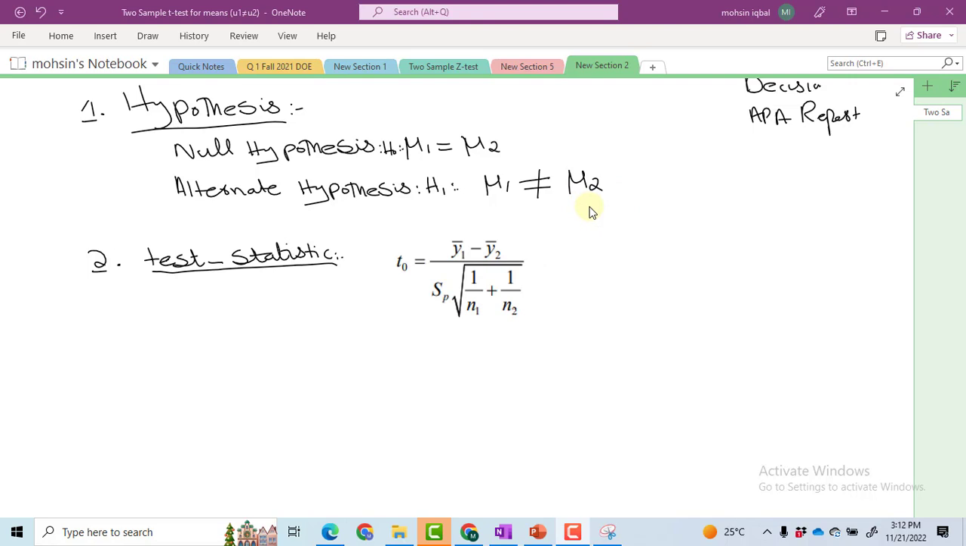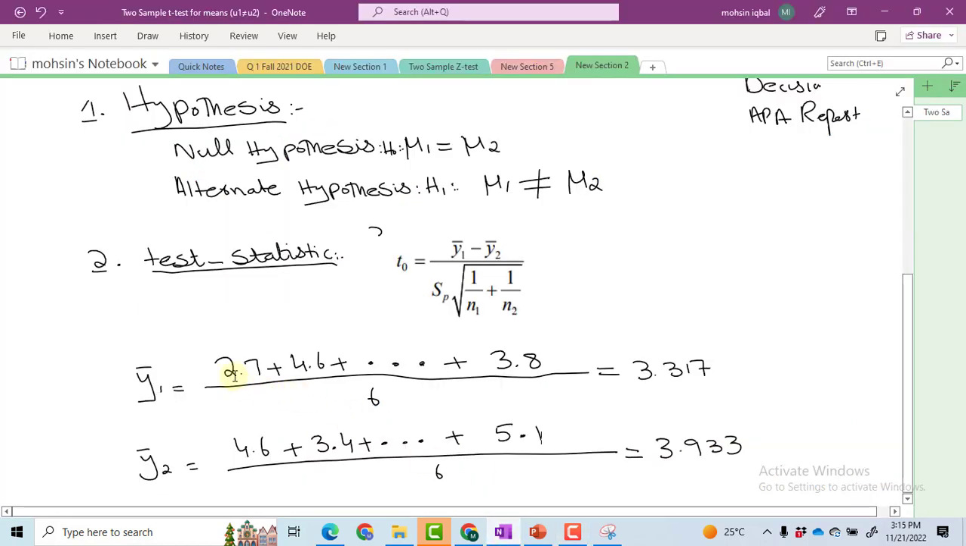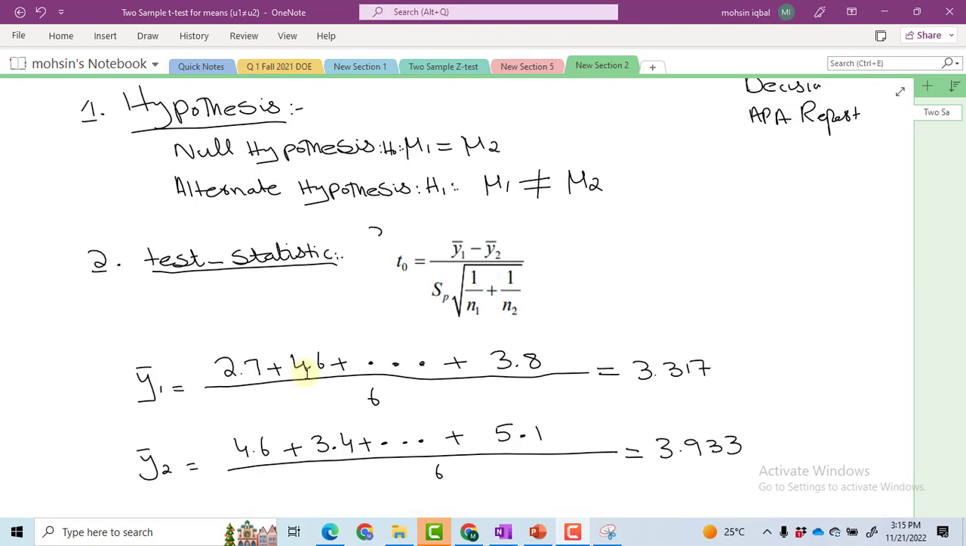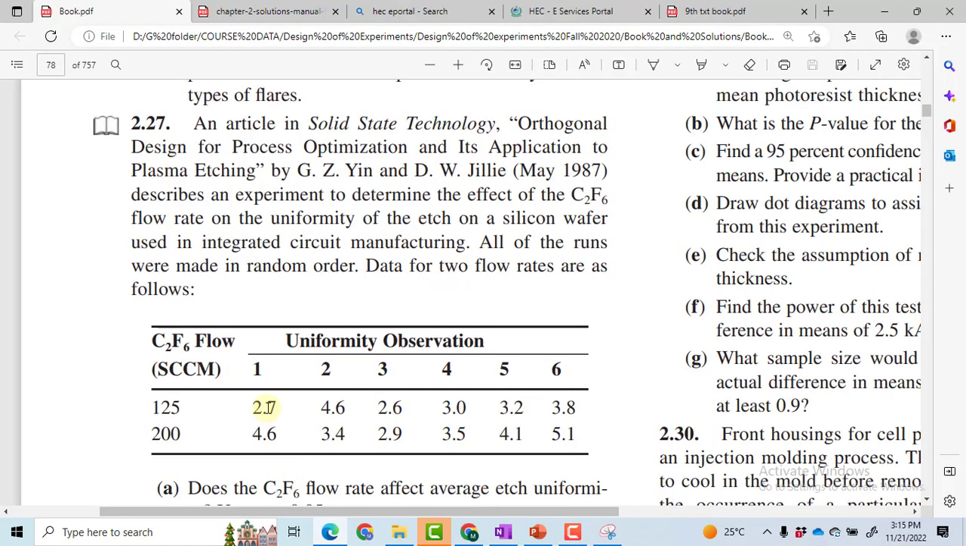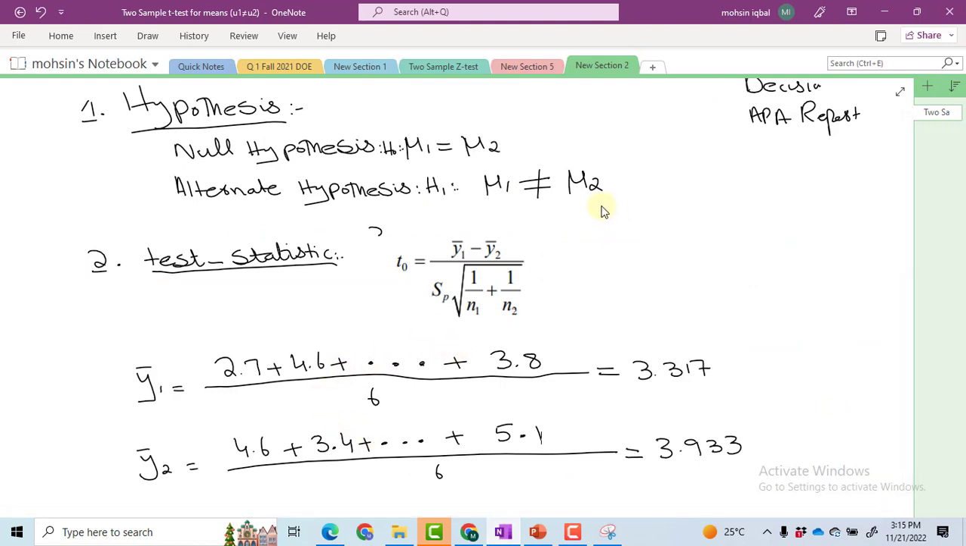Now I will calculate y1 bar and y2 bar. Mean is just the addition of all the observations divided by the number of observations. To write the mean, I write 2.7 plus 4.6, the first two observations in the data, and then I put three dots, and then I write the last observation. This is the technical or standard way to write the data when we have too many observations.